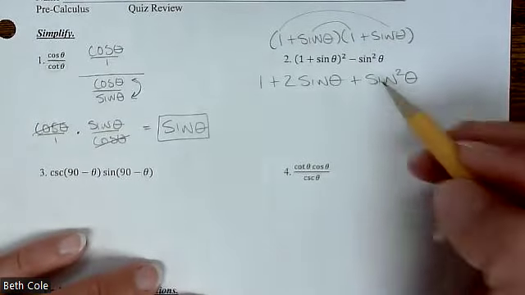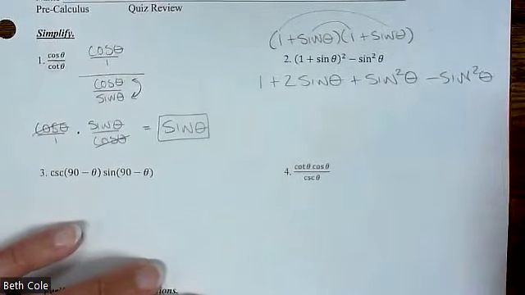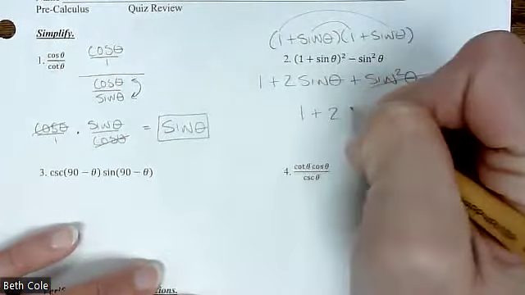All right, and then what was at the end of that? Minus sine squared. Oh, so what's going to cancel? Yeah, the sine squareds, and then this is your answer.